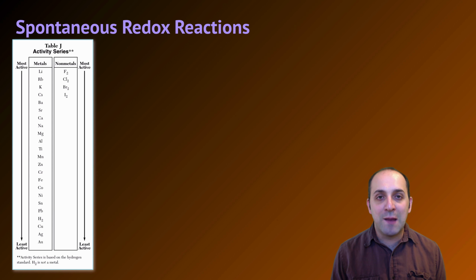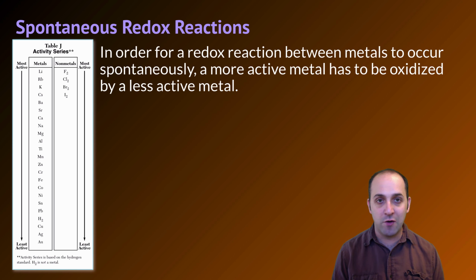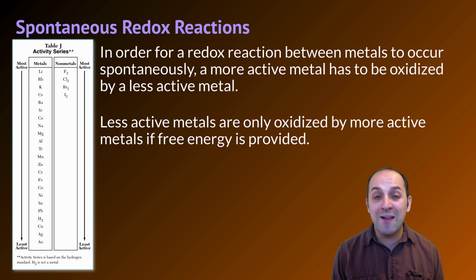We can use reference table J to determine if a redox reaction is going to occur spontaneously or not. In order for a redox reaction to be spontaneous, the more active metal needs to give its electrons to the less active metal. In order to get a less active metal to be oxidized by a more active metal, you need to put energy in. It's a non-spontaneous process. If this was Regents, we'd leave it right here.